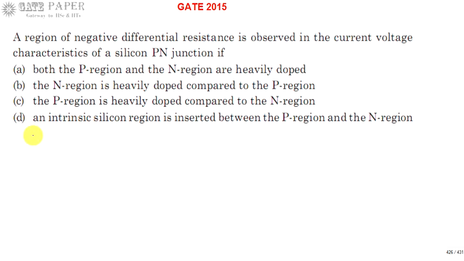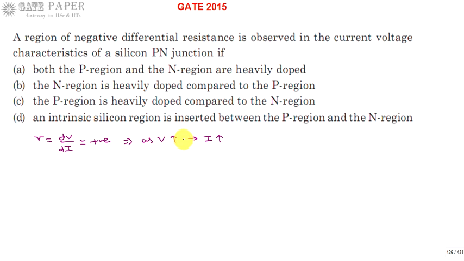Differential resistance is also called AC resistance, that is indicated with small r. So generally dV by dI is nothing but resistance. For small signal it is dV by di, that is AC resistance is dV by di. So this AC resistance can be positive or negative. If it is positive, that is differential resistance is positive, it means as voltage increases, current increases.